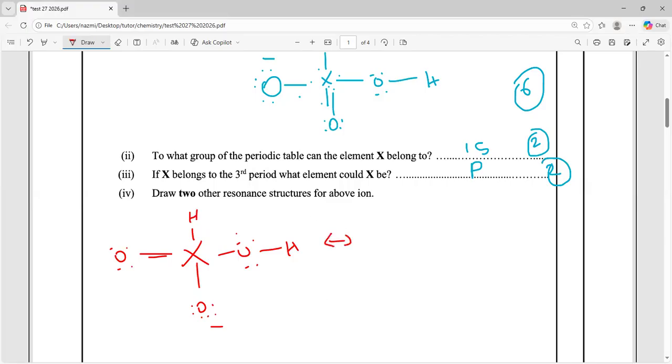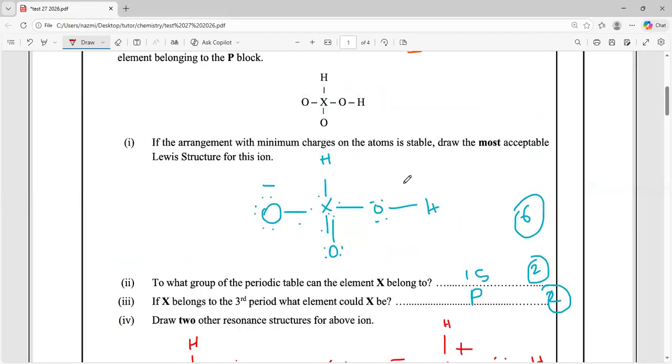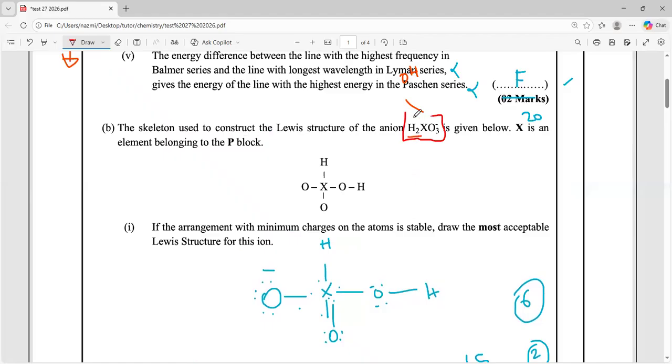What else can we draw? We can have single bonds with these oxygens, then here hydrogen, here oxygen and hydrogen. Now here you can see X has 5 electrons, but it has shared only 4 for bonding. So one electron less it has shared. Therefore X will get a positive charge. So the positive and minus get cancelled and one minus remains in the structure. Always remember that in the final structure there has to be one minus. Okay, you have to note that.